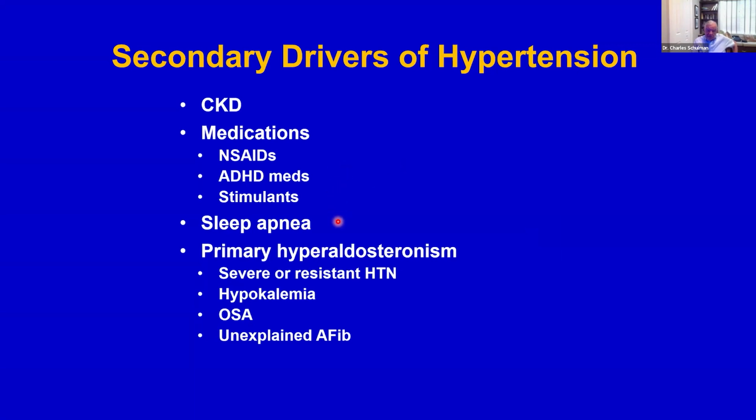Sleep apnea is a culprit, at least in part because of the lack of nocturnal dipping. And primary hyperaldosteronism. So, when and where to look for that: severe or resistant hypertension, hypokalemia, sleep apnea, unexplained atrial fibrillation.